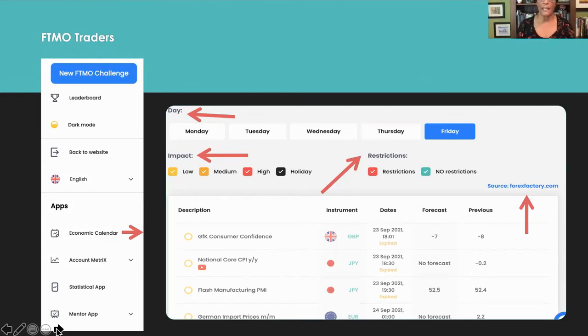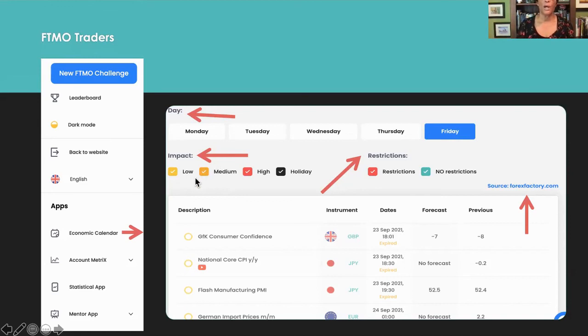In the economic calendar, it's going to be similar to Forex Factory. As you can see from me pointing here, the source of it is actually forexfactory.com. So it goes day by day, Monday, Tuesday, Wednesday, Thursday, Friday. But keep in mind that you are not on the same time frame as the FTMO platform. They're about 7 hours ahead. And we'll go into that when we cover the time converter next week.